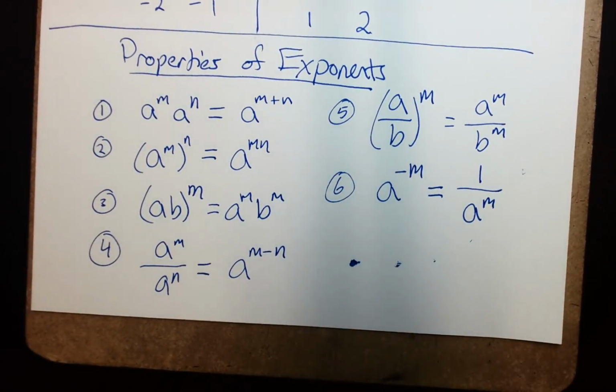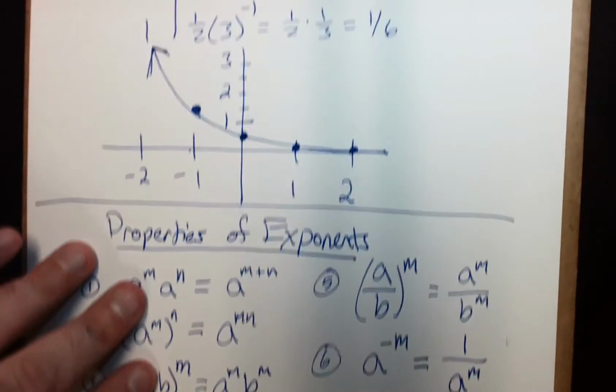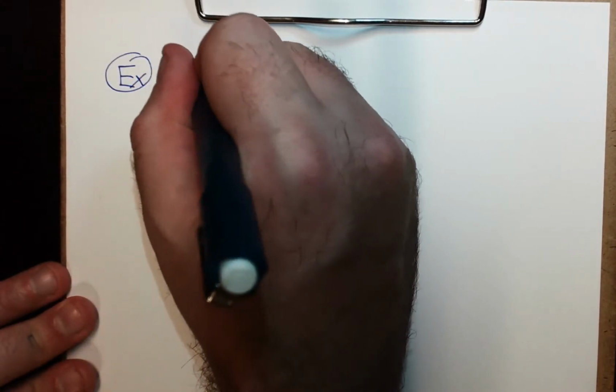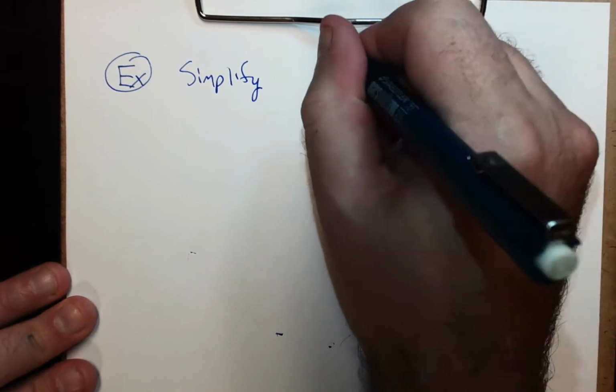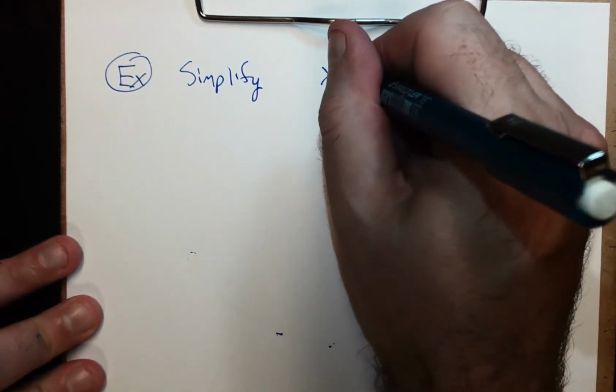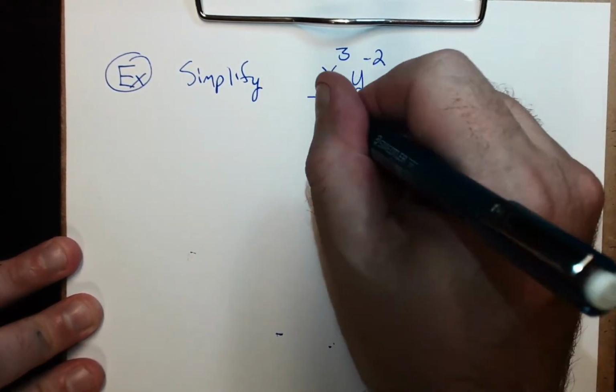If you have a to the m over a to the n, this is a lot like the first one, but this one you subtract the exponents. If you have a over b to the m, then just like the ab to the m, you can distribute that m power and have a to the m over b to the m.